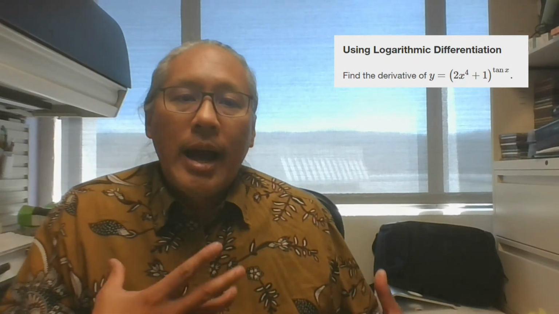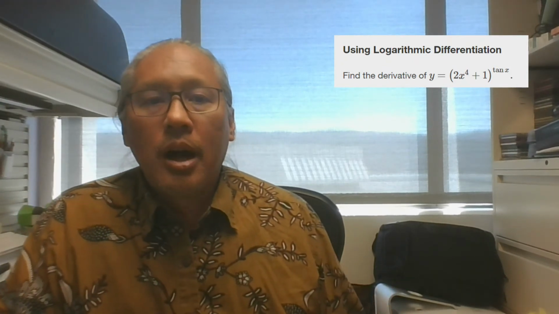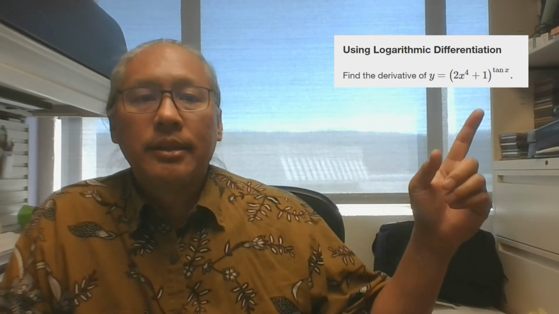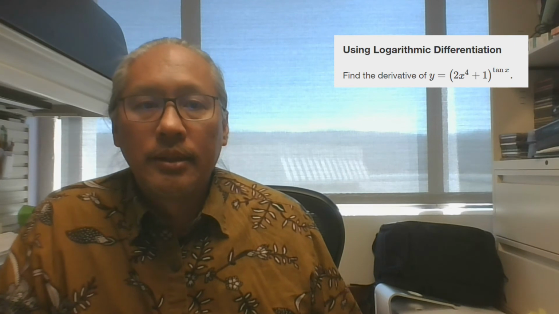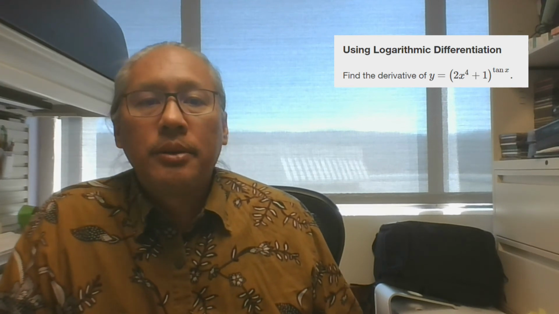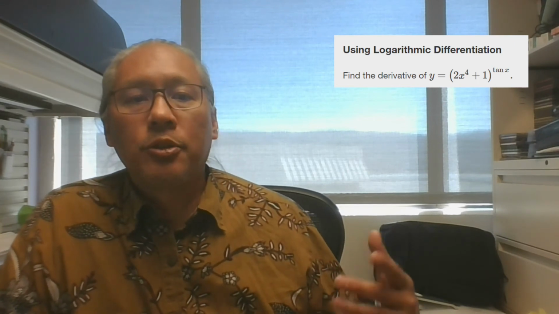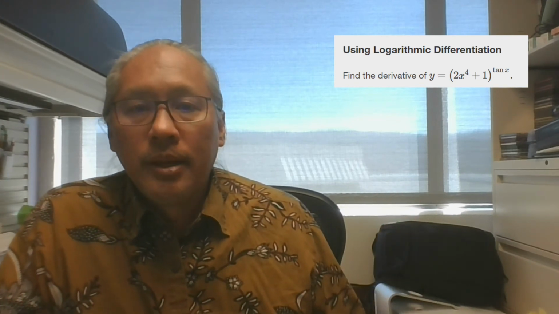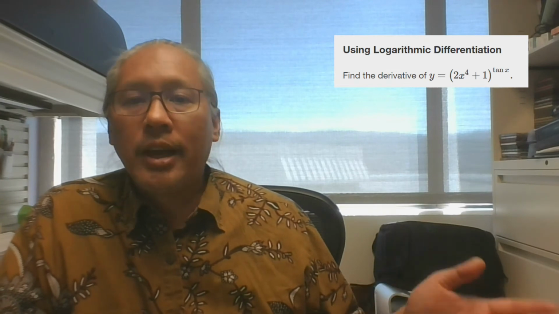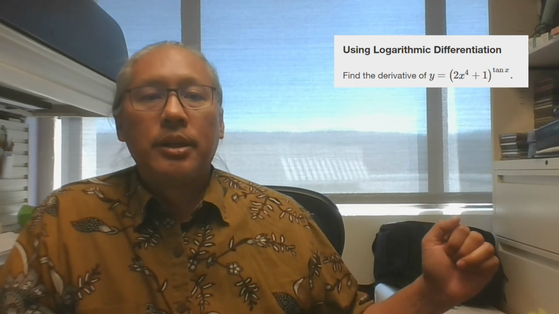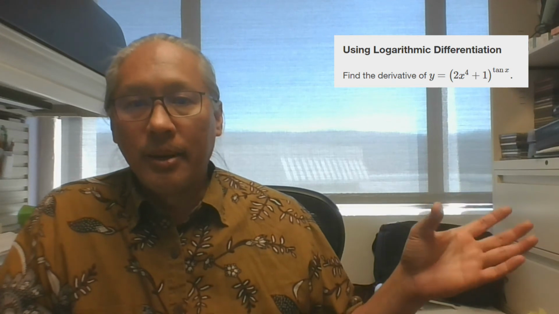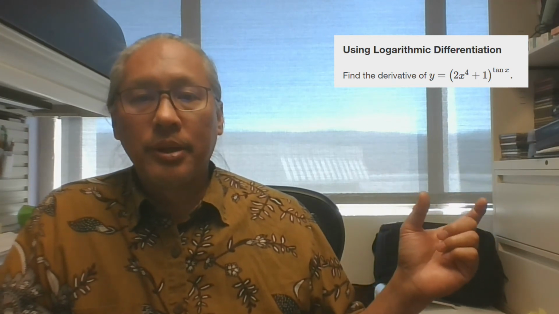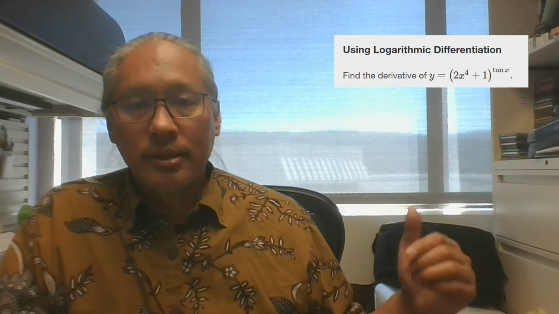Here's an example where you absolutely have to do logarithmic differentiation, because your base has an x in it, but your power also has an x in it. So let's take a look at y is equal to 2 times x to the 4th plus 1, quantity, the whole thing raised to the tangent x power. So tangent x is a function. You can't use the power rule here because the tangent x is not a number. Now remember, the power rule works if your power is just a real number, and tangent x is not.